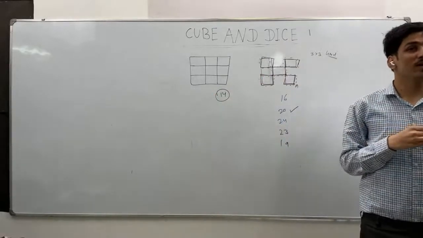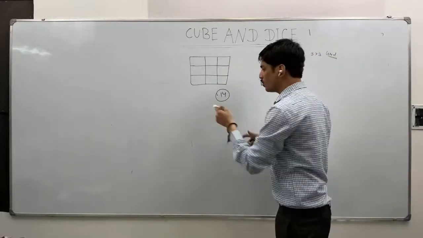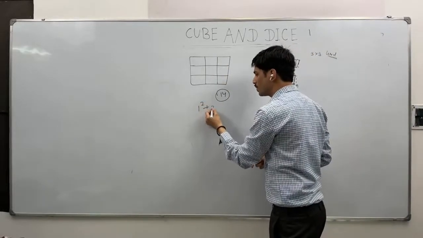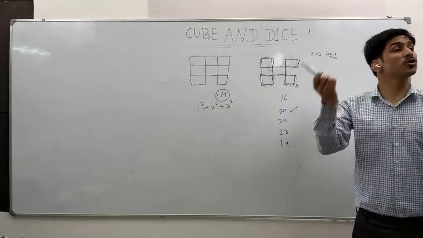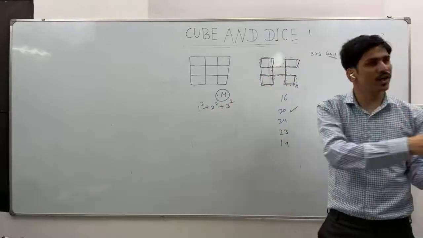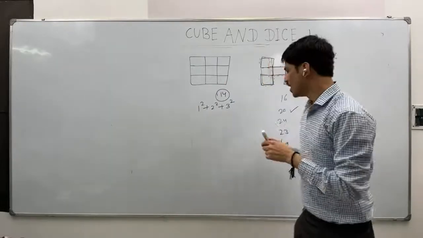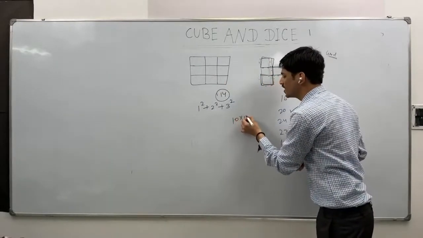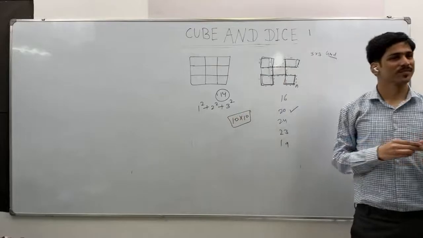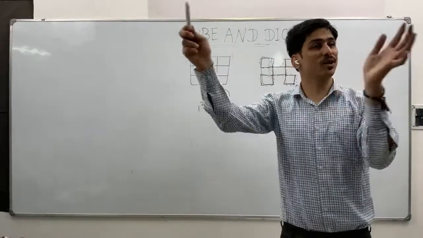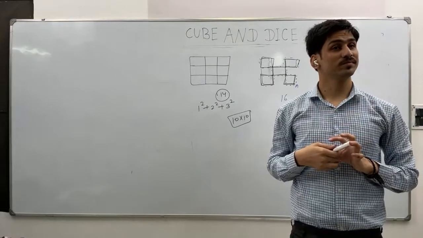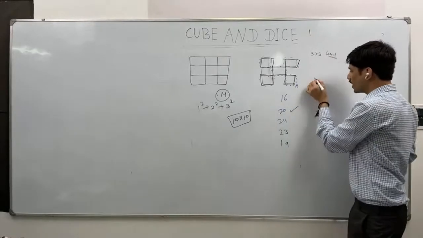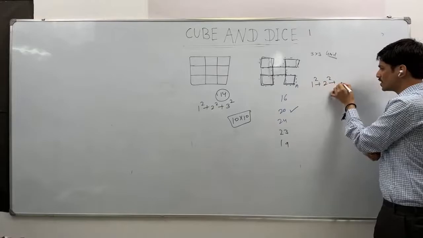All of you know the formula. If it's a 3 cross 3 grid, then the number of squares is going to be 1 square plus 2 square plus 3 square, right? So if it's a 4 cross 4 grid, then what do we do? 1 square, 2 square, 3 square, 4 square. Let's say if it's a 10 cross 10 grid, then 1 square plus 2 square and so on, but it will take lots of time. And I have told the formula also, right? What is the formula? I have given this formula, right? 1 square plus 2 square plus up to n square.